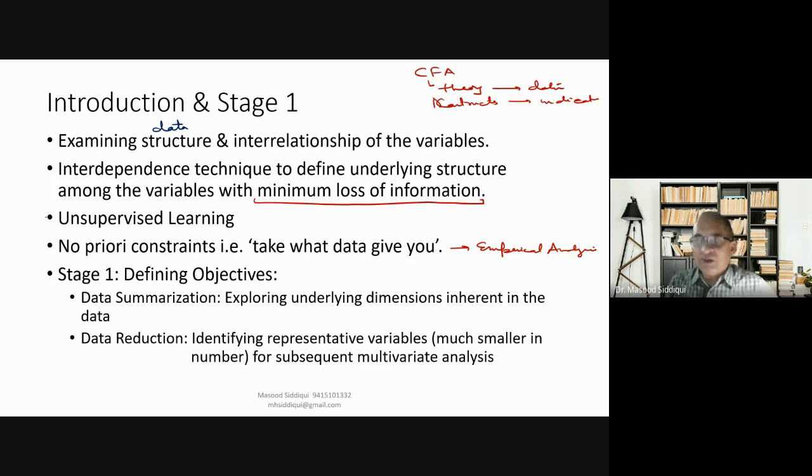Okay, so these are the two objectives that we have discussed. The first one is data summarization, that is exploring underlying dimensions. And the second one is data reduction, identifying representative variables much smaller in number for subsequent multivariate analysis. You must be familiar with the concept of multicollinearity, very common with cross-sectional research. Multicollinearity is a big problem whenever we consider cross-sectional data. So this can be used as a way to reduce multicollinearity also.